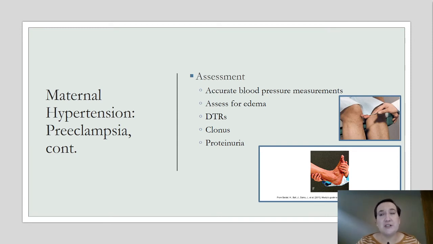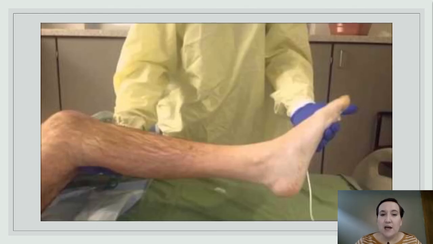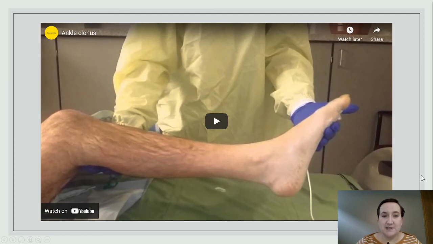I already mentioned that you're going to see some hyperreflexes as well. So we're going to assess for edema. We're going to get an accurate blood pressure. We're going to check those deep tendon reflexes. We're going to check for clonus, and we're going to do a urine dip for proteinuria. So let's talk about clonus. Now, this next video does not have any sound with it, but what I want you to see is what's happening during this assessment piece.